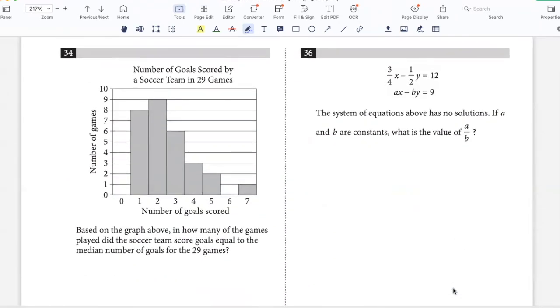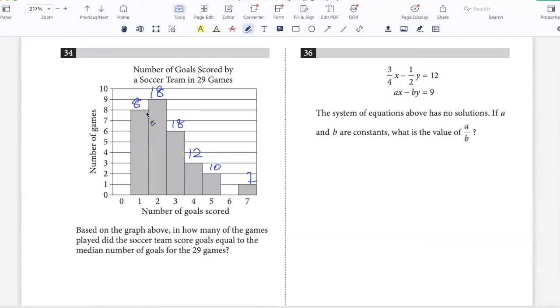Okay, based on the graph above, in how many of the games played did the soccer team score goals equal to the median number of goals for the 29 games? In how many of the games, right? Okay, so let's first find the number of goals scored. Let's just find the total number of goals first. So 8 into 1 is 8. 9 into 2 is 18. 6 into 3 is 18. 3 into 4 is 12. 2 into 5 is 10. And 1 into 7 is 7.